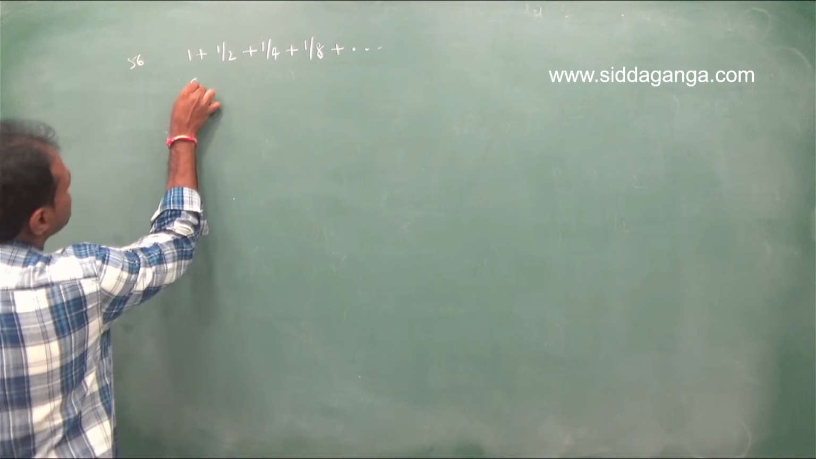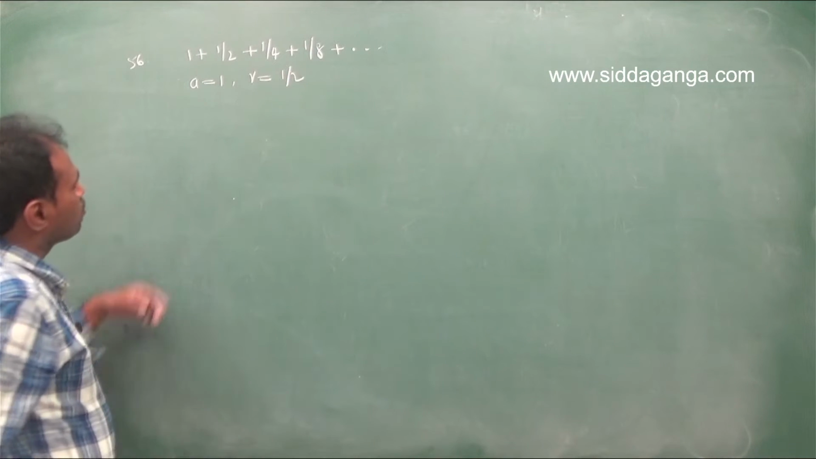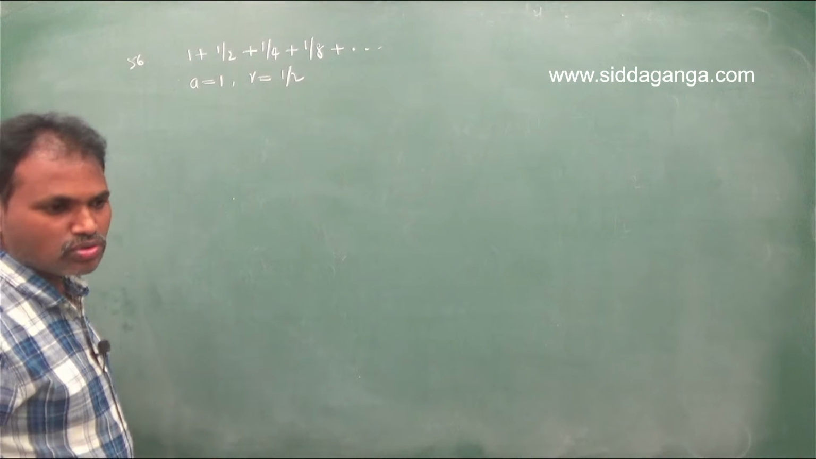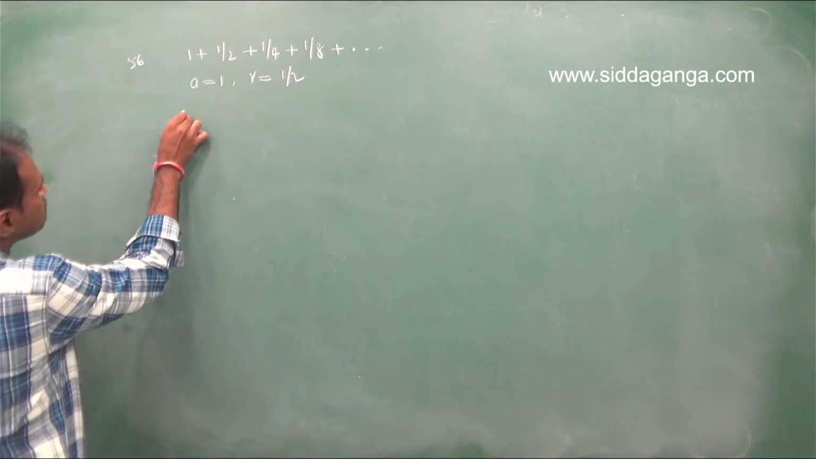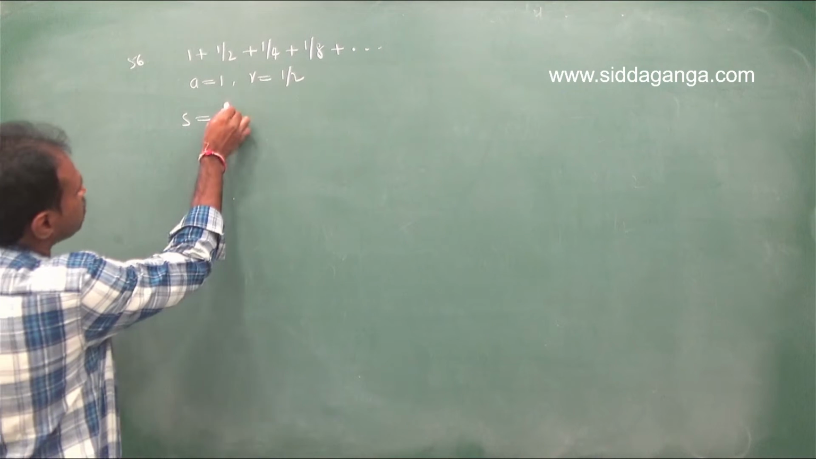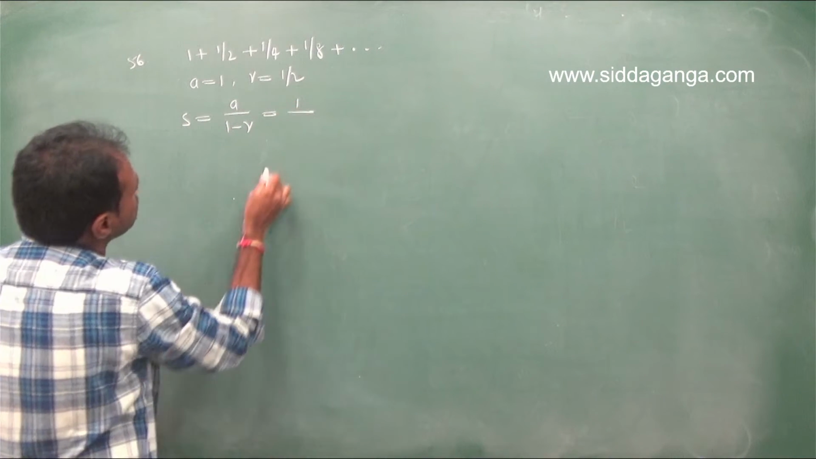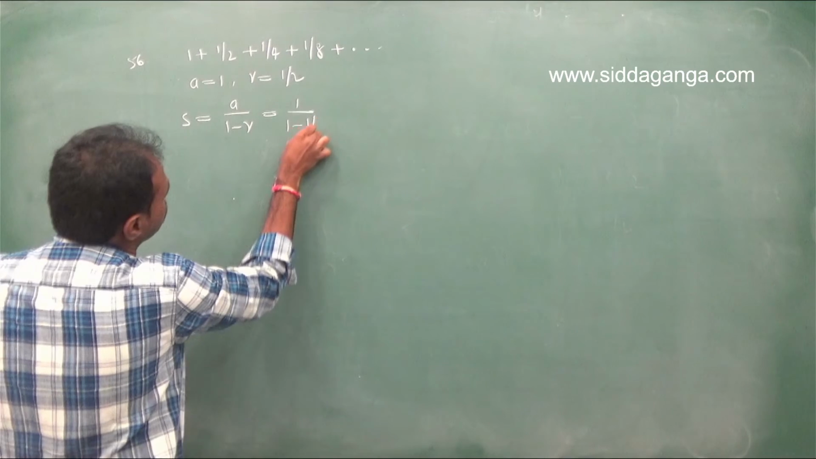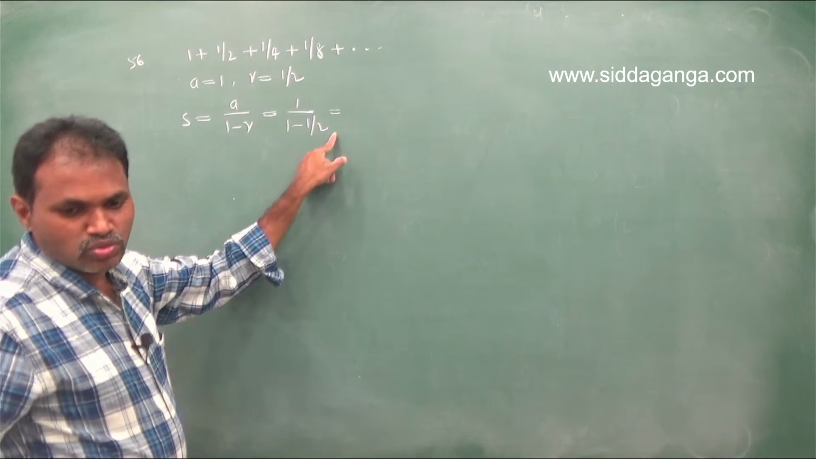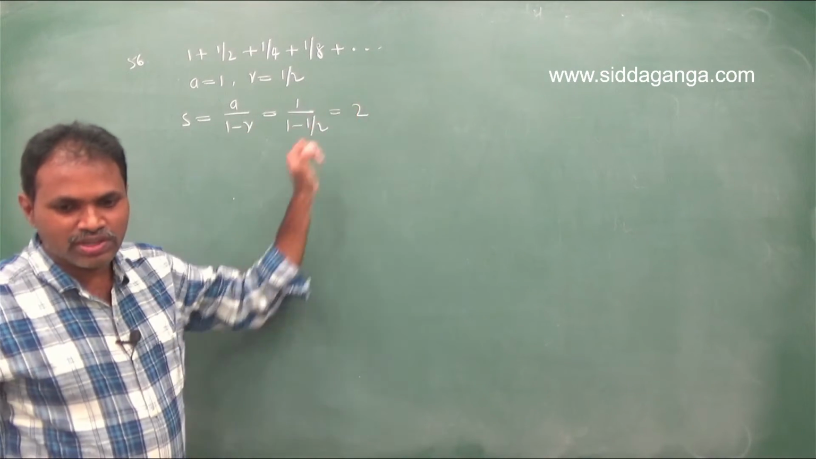Now the first term a equal to 1 and the common ratio r equal to 1 by 2. S denotes the sum of infinite terms. The sum of infinite terms formula is a by 1 minus r, which is 1 by 1 minus 1 by 2, that is 1 by 1 by 2, which means 2. Therefore, the value of S is equal to 2.